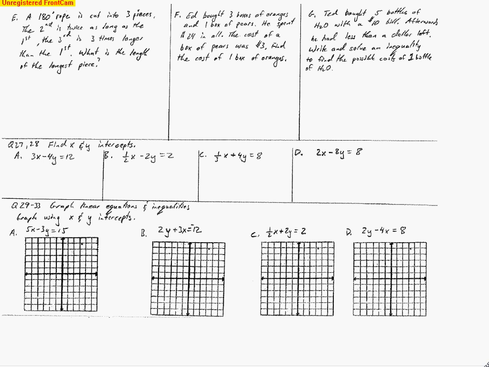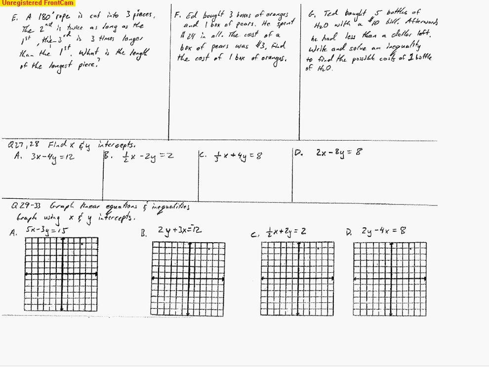This is from page 2 of the study guide for benchmark number 2. Let's take a look at letter E, and this one deals with writing an equation to match the scenario. So let's see what it says. A rope is 180 feet, is cut into 3 pieces. Second piece is twice as long as the first. Third is 3 times as long as the first.